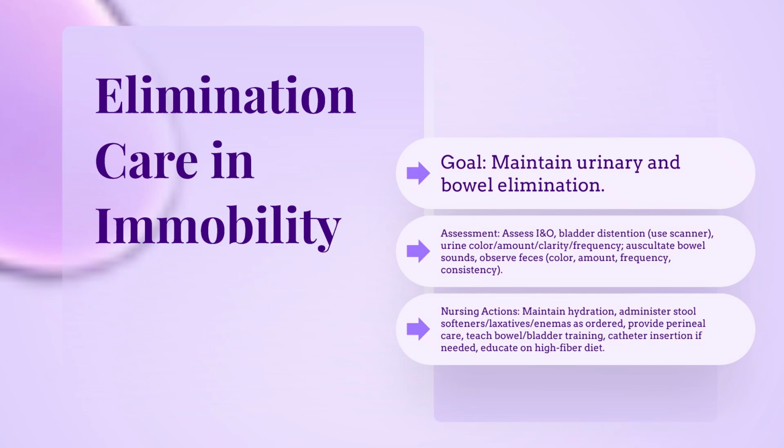We're going to assess the color, amount, frequency, clarity of their urine, listen for bowel sounds, observe their feces, make sure they're having bowel movements. Maintain that hydration. Adequate hydration is essential to preventing so many different diseases and complications. We're going to teach bowel and bladder training. We'll put in a catheter if we need to, and we're going to educate on that high fiber diet.